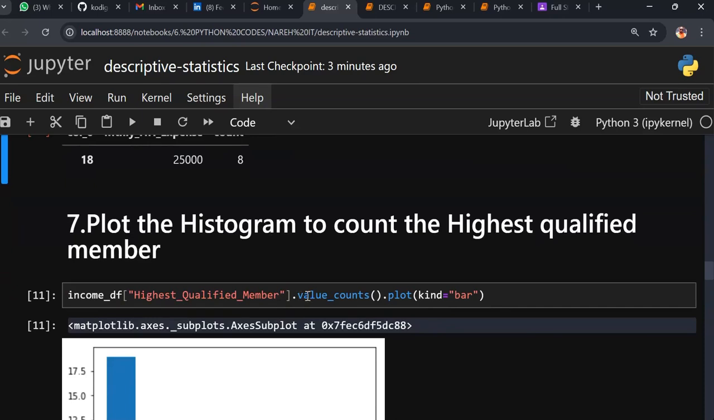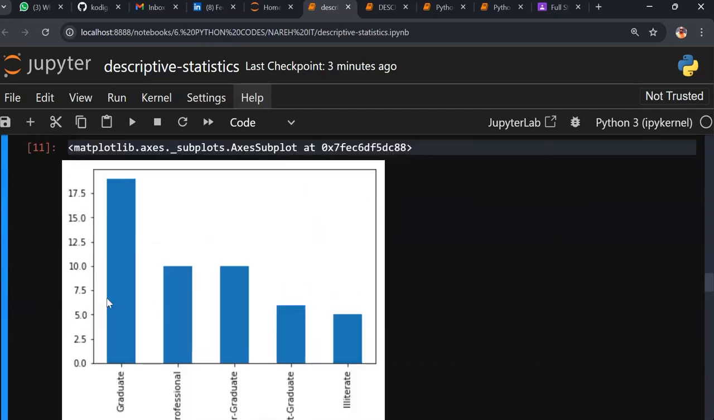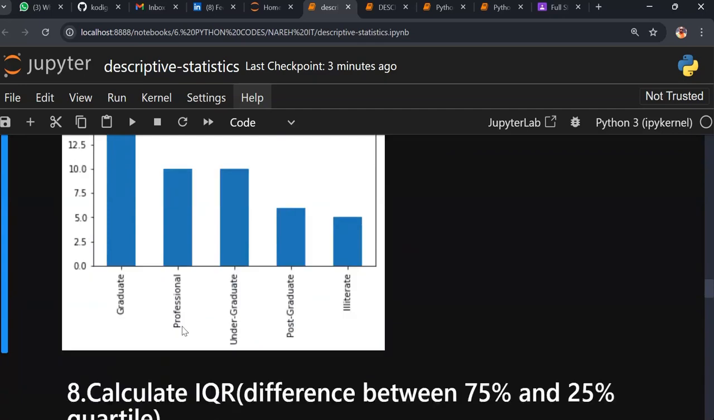Next one. Plot the histogram to count the highest qualified member. So again, which function? value_counts. You haven't done that before? value_counts. Have you been introduced? Have you done that before? Yes. Okay, then that's fine. Plot kind bar. You see graduate is the highest qualified member in the family.